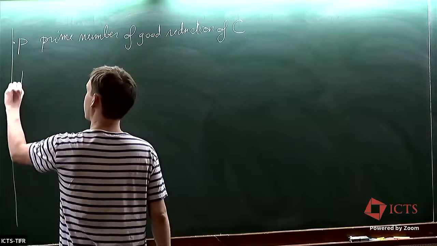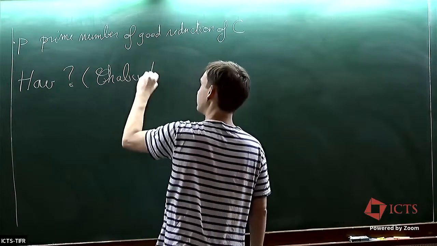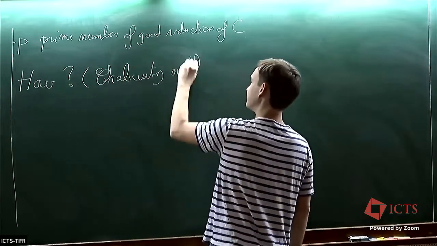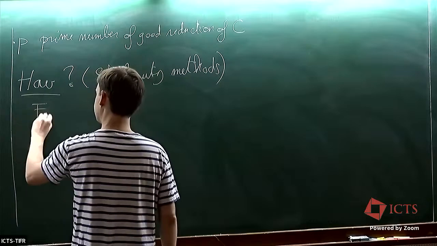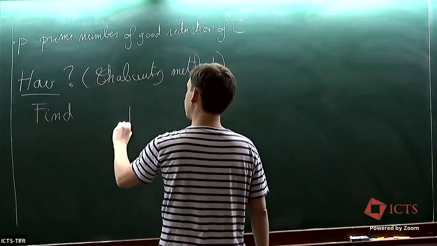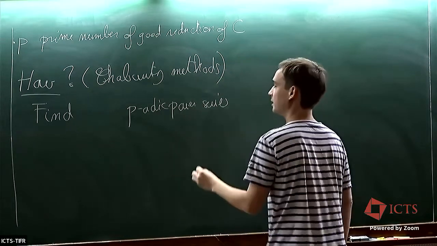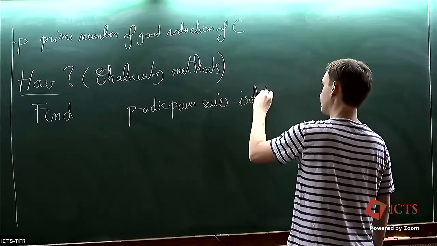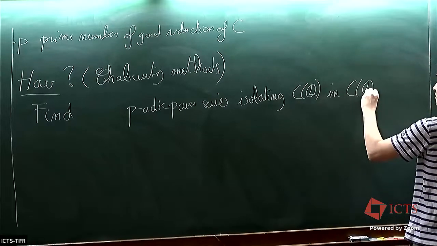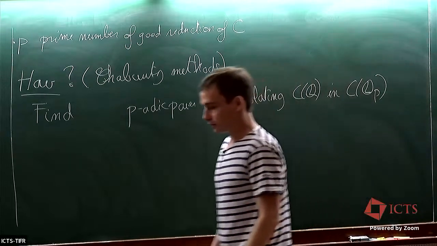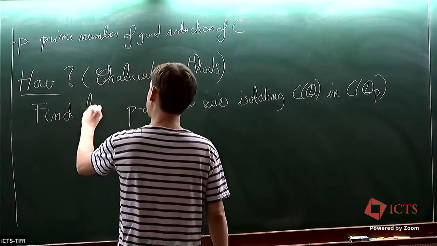So now I can state the very general principle of Chabauty methods of how to do this. Well, the idea is basically to find, I'll leave a blank space here for now, p-adic power series isolating the rational points inside the p-adic points. And of course, I don't hope to have one power series for the whole curve. So I should say they are local.